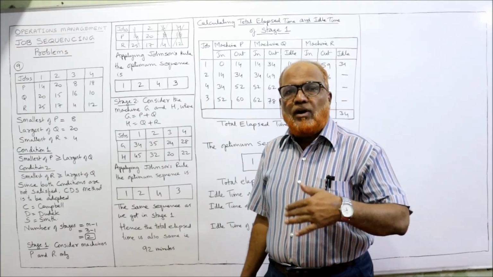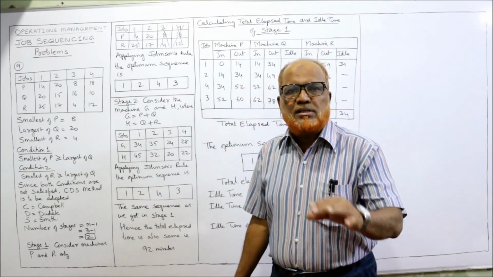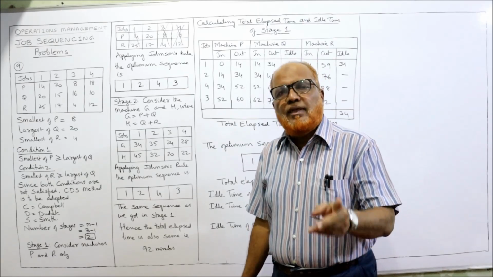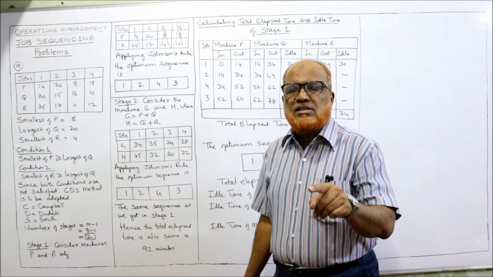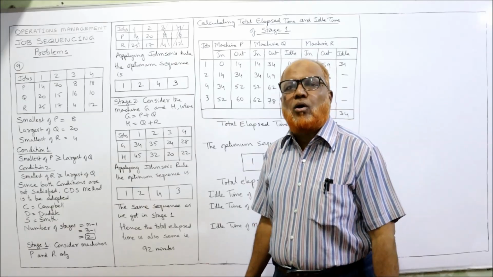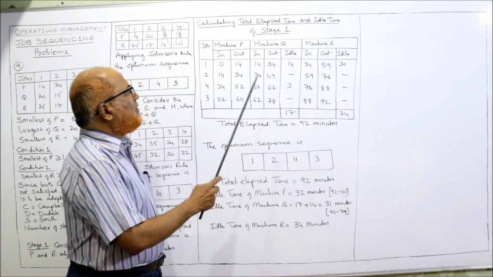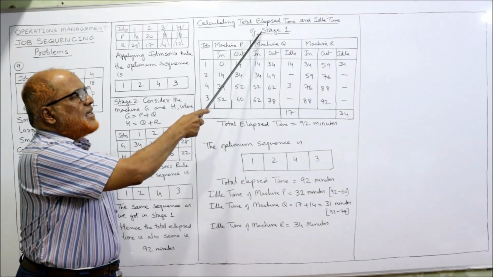Then we have to go for the second stage. Again, we have to find out the optimum sequence and the total elapsed time. Then we have to compare both total elapsed times. Whichever sequence has lower total elapsed time, that sequence will be considered the optimum. So here we are calculating the total elapsed time for stage 1.